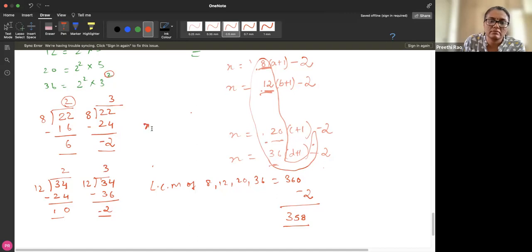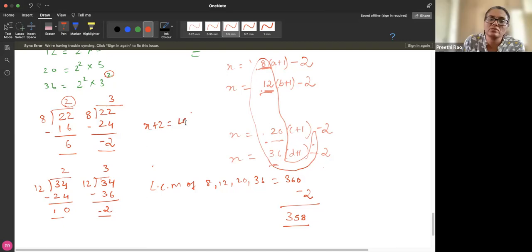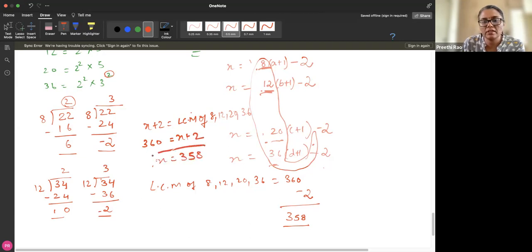And you have to subtract that to get x. x plus 2 is the LCM of 8, 12, 20, and 36. So x plus 2 is nothing but 360. So x is 360 minus 2, 358. Okay. Any questions?